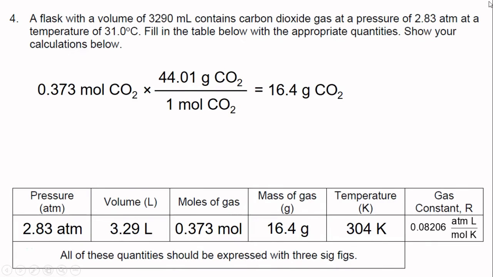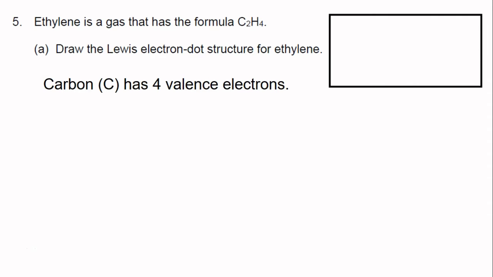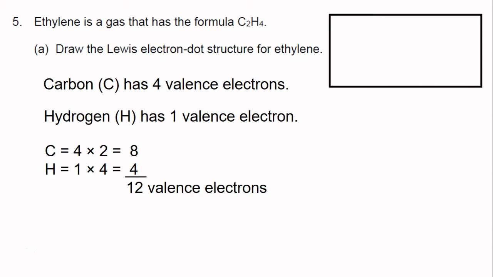All right, let's move on to number 5. Number 5 says ethylene is a gas that has the formula C2H4. Carbon has 4 valence electrons. Hydrogen has 1 valence electron. So if we have C2H4, we have a total of 12 valence electrons in our structure.